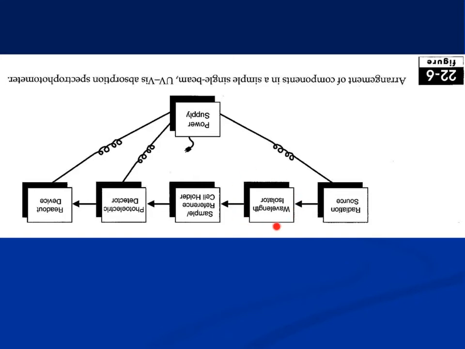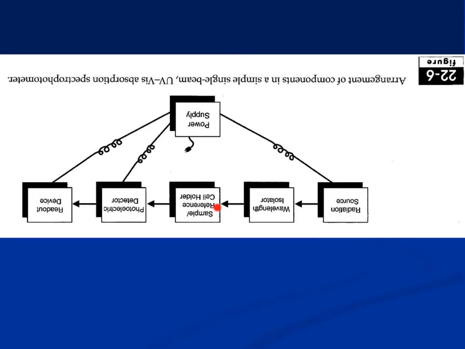And then there will be a wavelength isolator. Basically it is a grating, or it can be a filter which filters a particular wavelength of light. So if you fix at 540 nanometer for Biuret, it will just let 540 nanometer light pass through it, and the rest will be blocked. And if you are using 750 for Lowry's method, it will let only 750 nanometer light pass through, and the rest will be blocked, and so on.